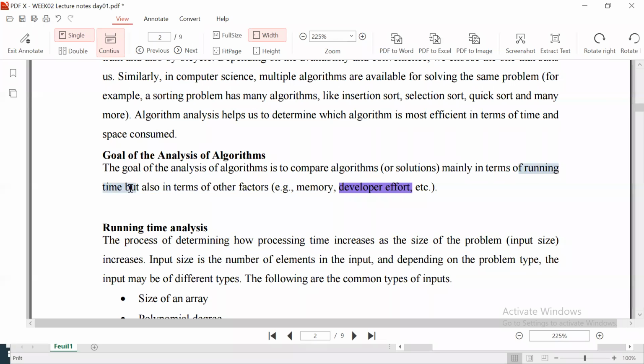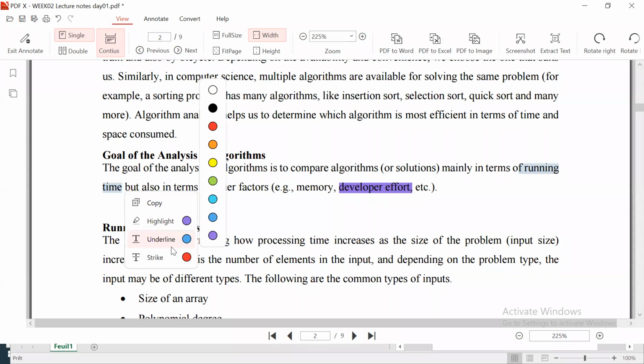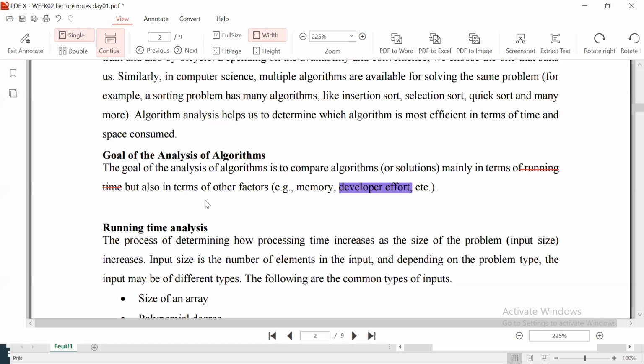When we talk of the running time, we mean the processor. And we need to compare algorithms also in terms of memory usage and also the effort that is required by the developer.